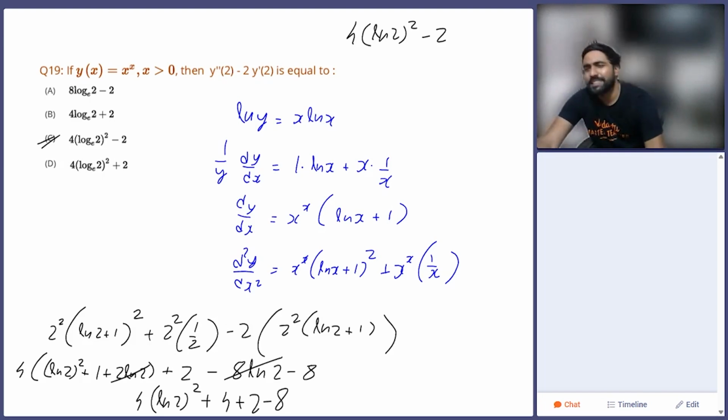Plain and simple basics question. Okay, this is a pure differentiation question. Go ahead, hard and fast differentiation, use exponential differentiation.